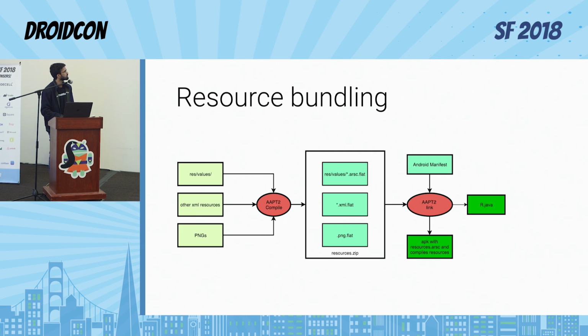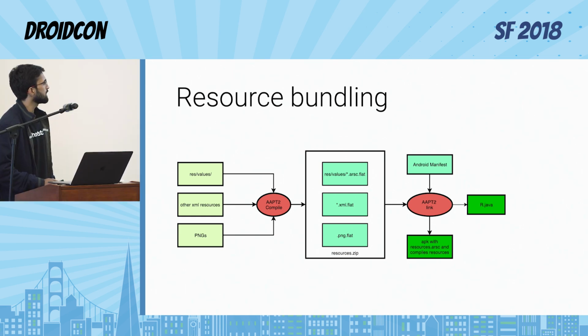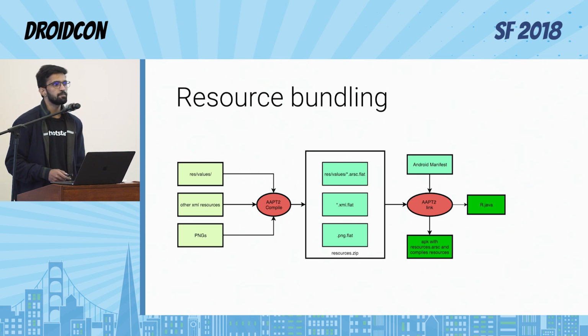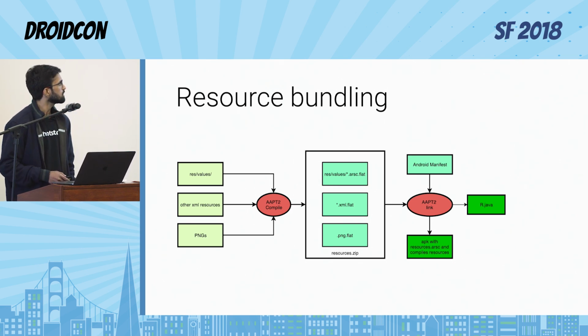It's taking the resource values and giving us the resource table that is of the extension .arsc.flat, and other XML resources are just compiled into files with .xml.flat extension. And the PNGs are converted to .png.flat. This is a compressed version of PNGs. So AAPT does the lossless compression on PNGs to give us the compressed PNGs. So we got this resource.zip in the first phase of AAPT2.